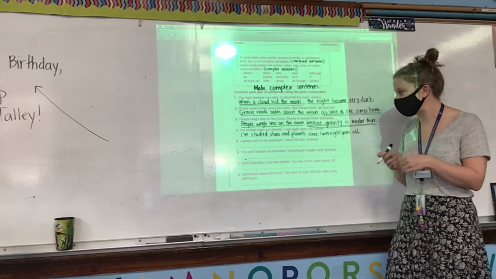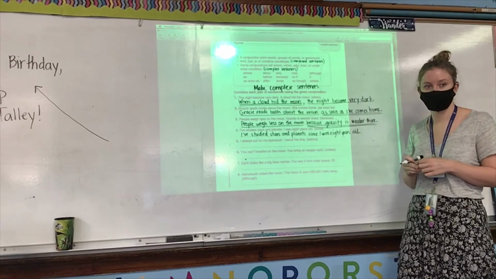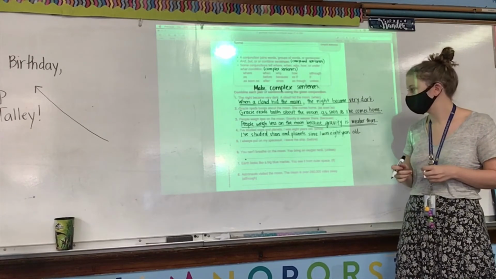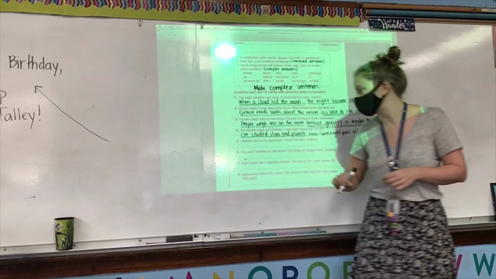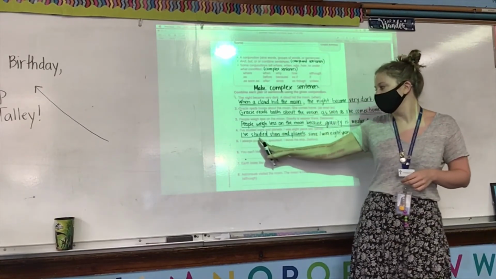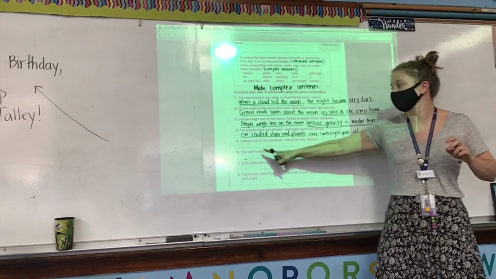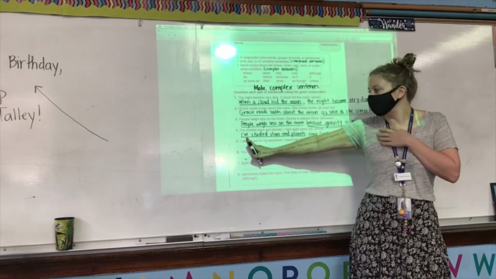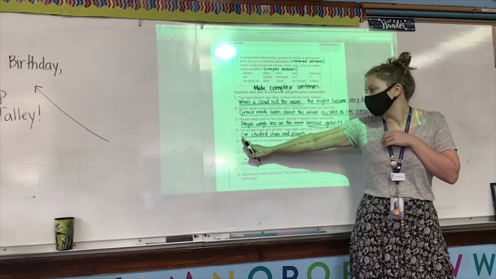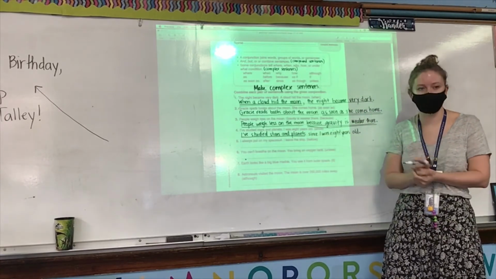Colin, which part of this is the independent clause? I've studied stars and planets. Because we have the subject I, not I've. VE is short for have. So we have the predicate have studied stars and planets.